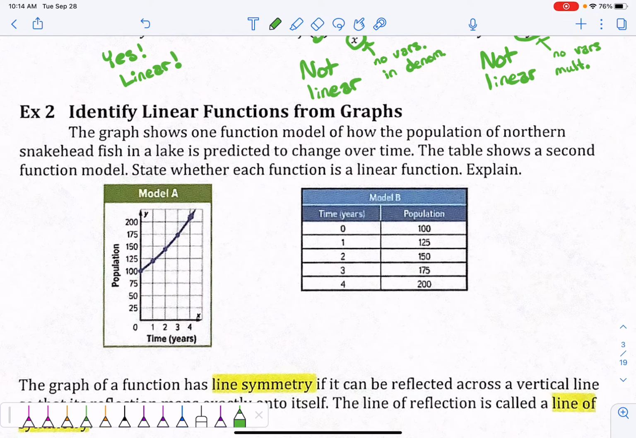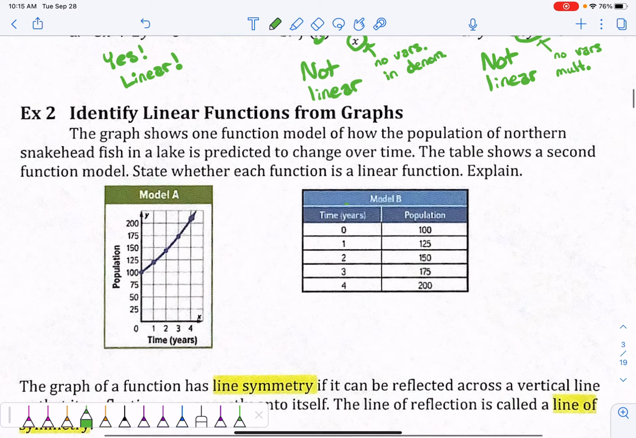Example 2 says the graph shows one function model of how the population of northern snakehead fish in a lake is predicted to change over time. So they're talking about time here and then the population. The population is increasing, from the graph it looks like, okay? They're saying the table shows a second function model. So now they're doing something different, still time and still population, but now we're looking at those and saying, is one of these linear or are both of them linear, right?